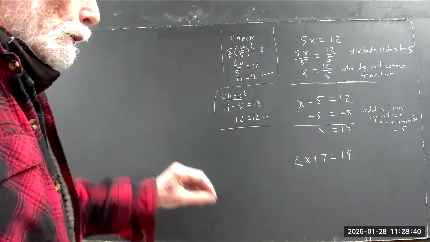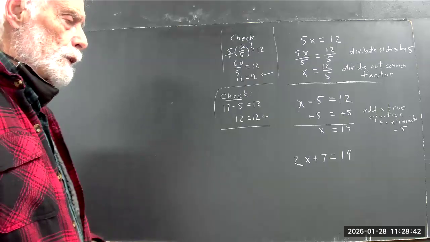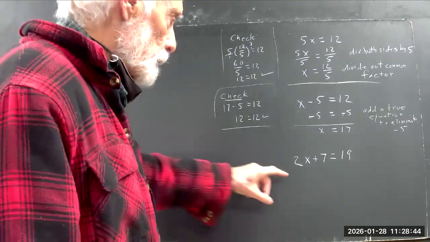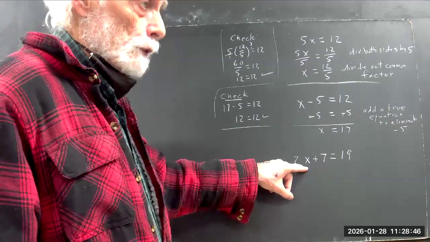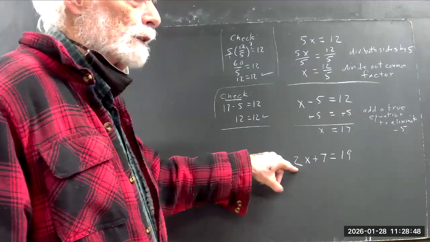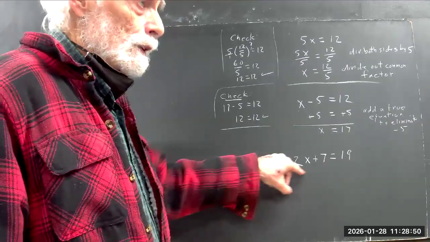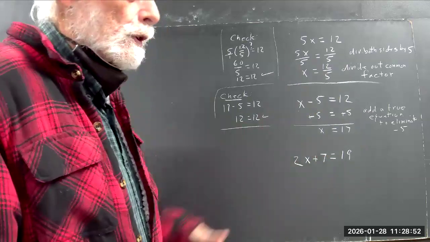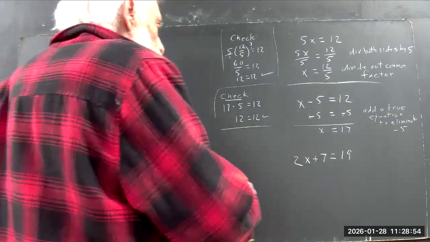But let's go through the details and make sure you check. It's easy to check. If x equals 6, you've got 2 times 6, sorry, is 12. And you add 7. 12 and 7 gives you 19. Well, it's going to check. But let's go through the steps.